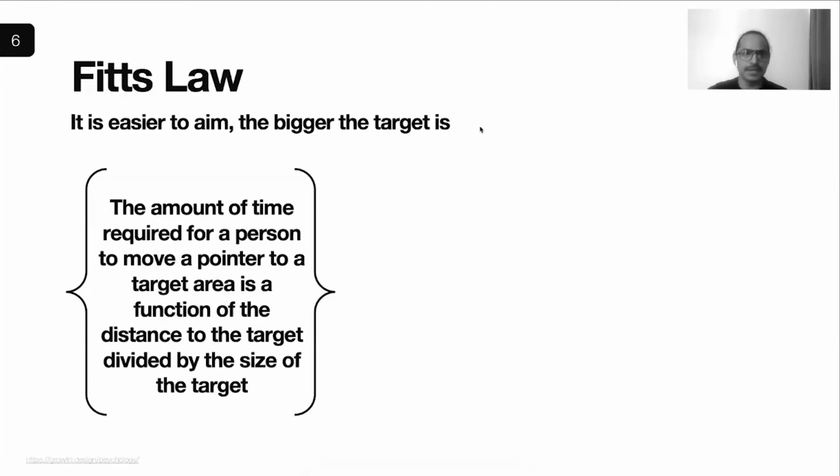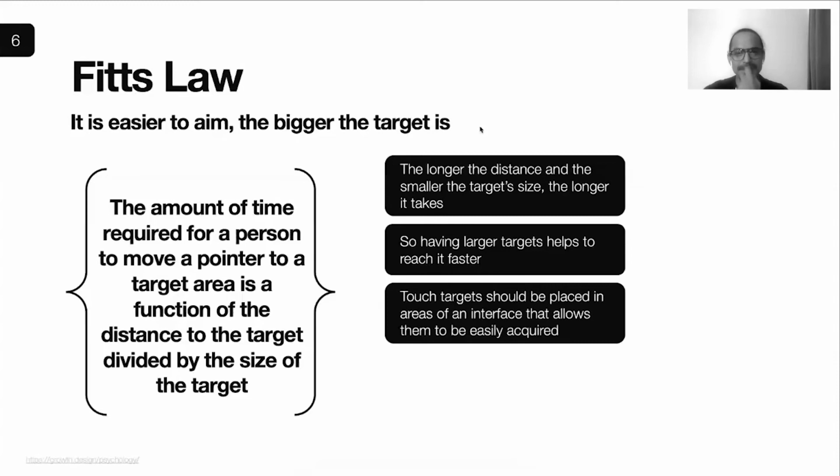Fitts's law is another important law. It says that the bigger the target is, the easier it is to aim. In simple words, if there are 2 buttons, one big and the other small, you will try to hit the big button. The longer the distance and the smaller the size, the longer it takes. So having large targets helps to reach them faster, and touch targets should be placed in an area of the interface that allows them to be easily acquired.